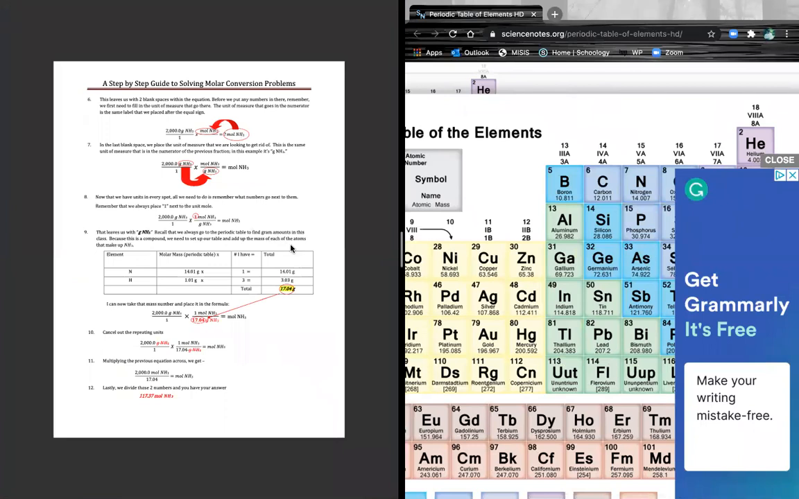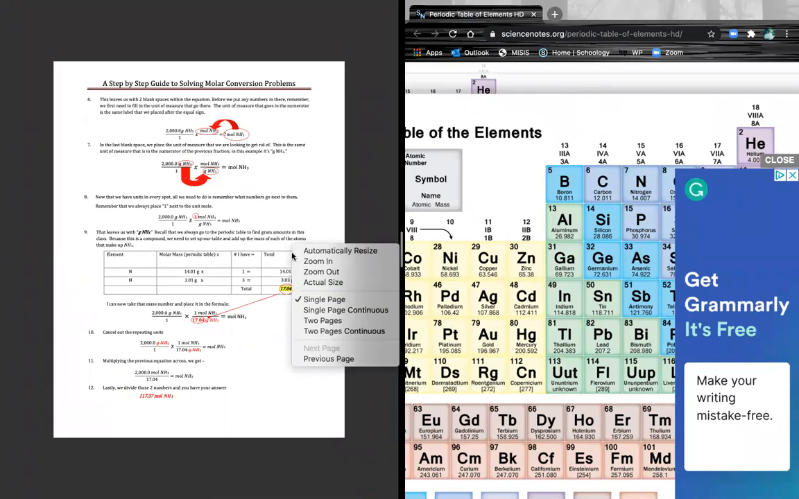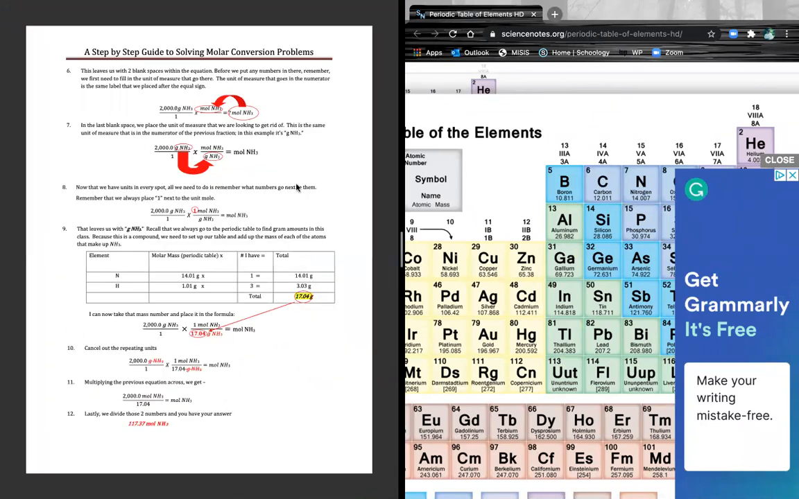So it shrunk. Zoom in. So this substance here is made of nitrogen, it's made of hydrogen. So let's find these two substances.